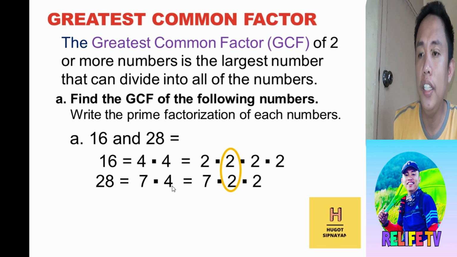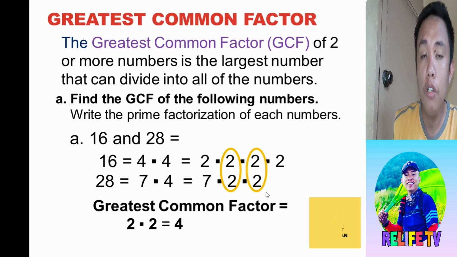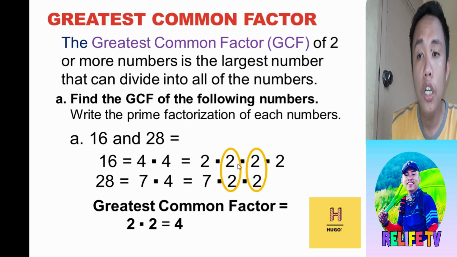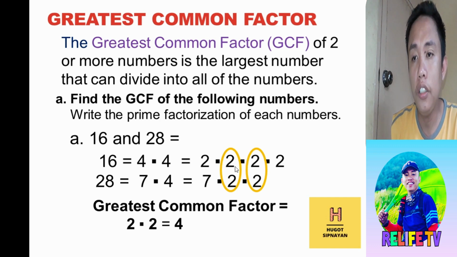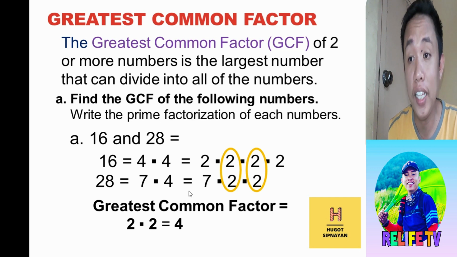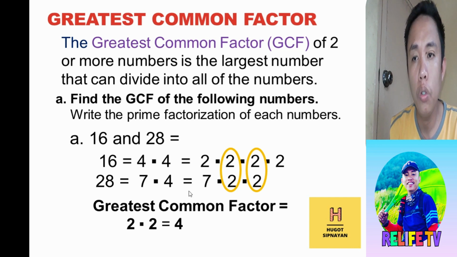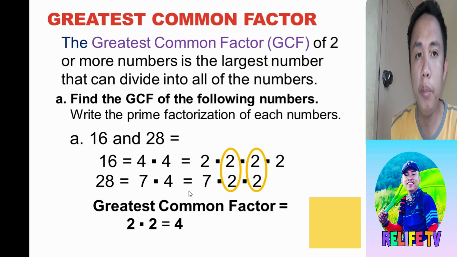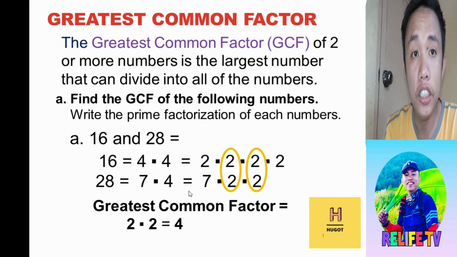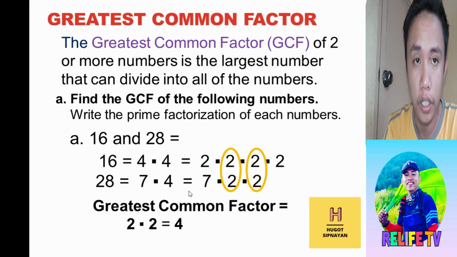So, dito naman, let's have another. We have here 28. So, 7 times 4, and 4 is 2 times 2. Ngayon, anong gagawin natin para malaman yung greatest common factor? We look for the common number. So, dito, nalagyan na nila. Common yung 2. So, 2 times 2, yun po ay 4. Ibig sabihin, yung highest possible number na pwede mong i-divide sa 16 at 28, definitely, that is 4.